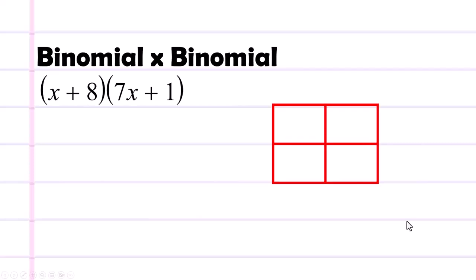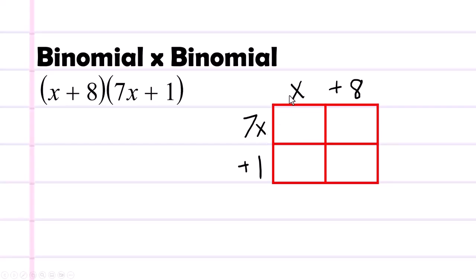Binomial times a binomial. So I take the top binomial, it doesn't matter which one you put on top, just write one of them on top, and the other one goes down the side. Now you multiply, just kind of like a multiplication table if you've ever used one of those. This times this goes, and the answer goes in the box.